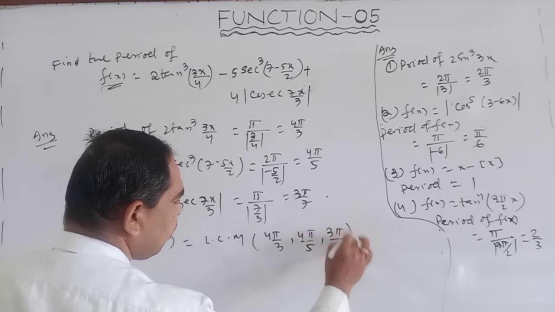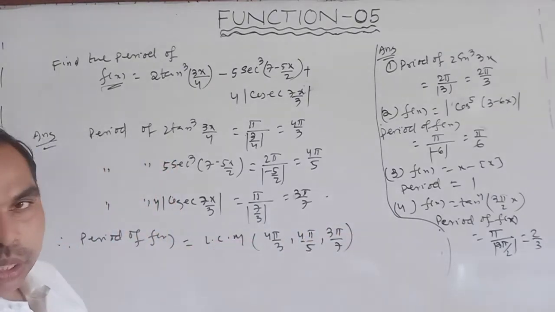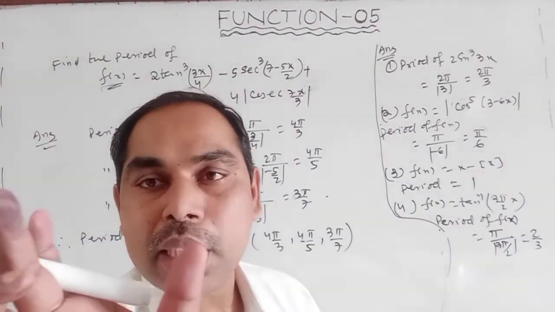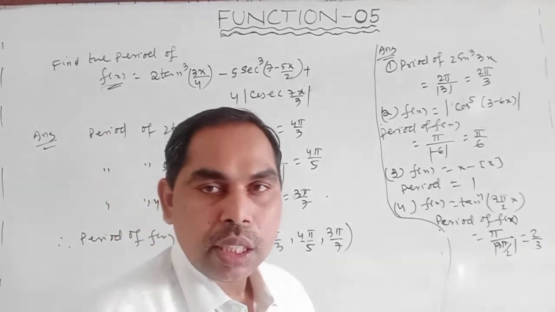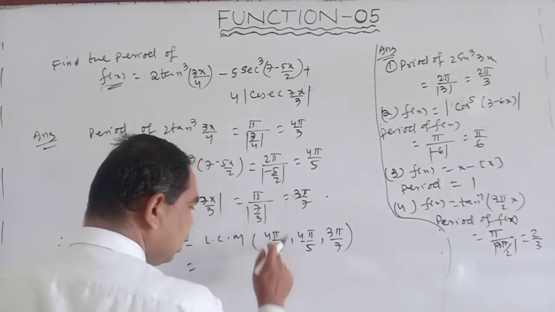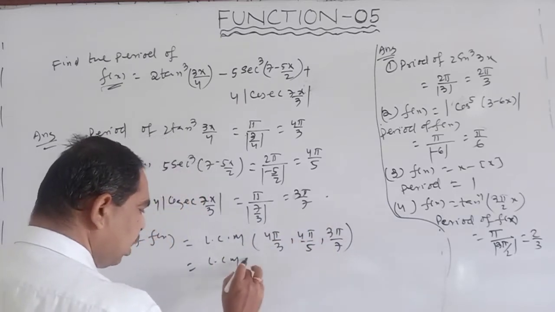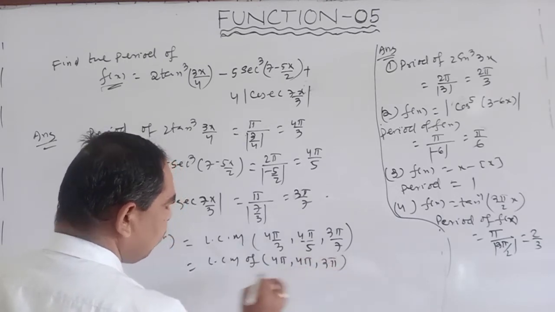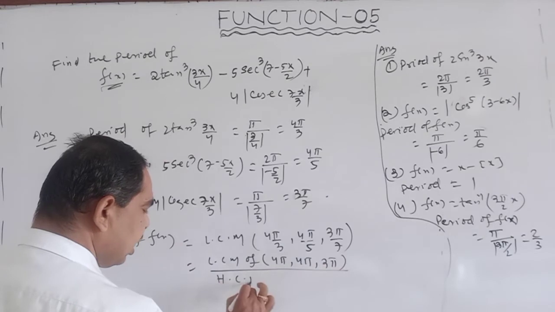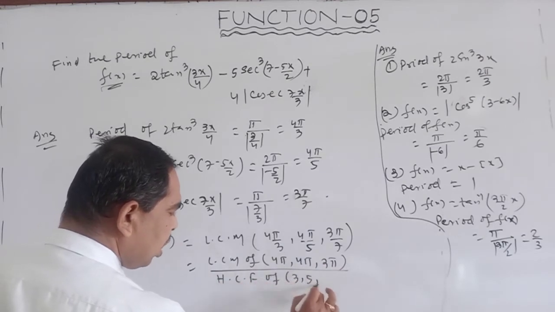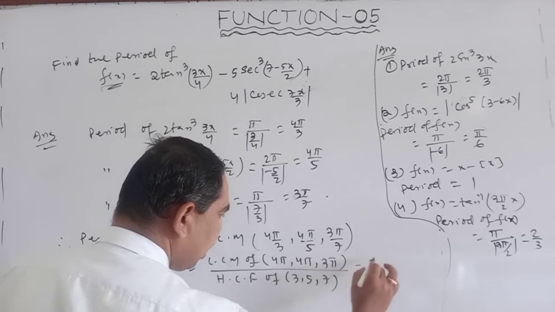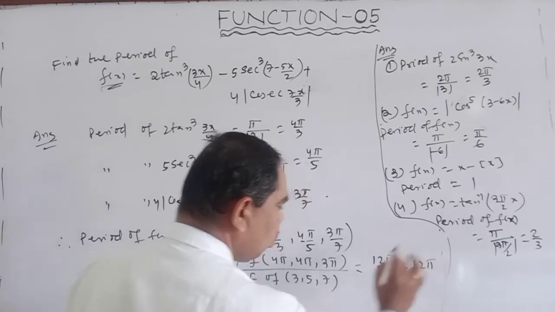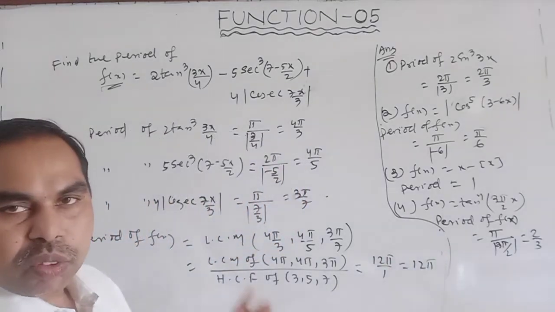So LCM of this is equal to what? Now, LCM of fractions. LCM of fractions is equal to LCM of the numerators divided by HCF of the denominators. Use the formula. So LCM of numerators 4 pi, 4 pi, 3 pi, divided by HCF of 3, 5, 7. This is 12 pi by 1. So the fundamental period of f(x) is 12 pi.